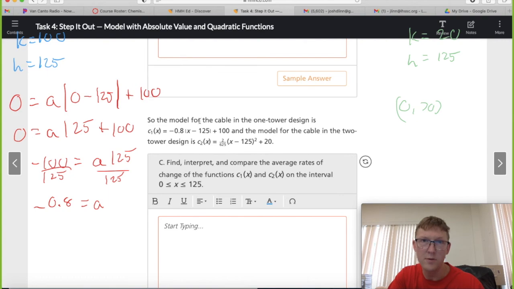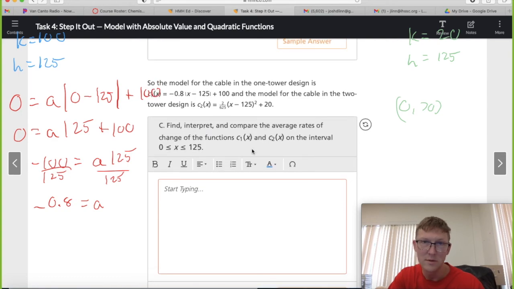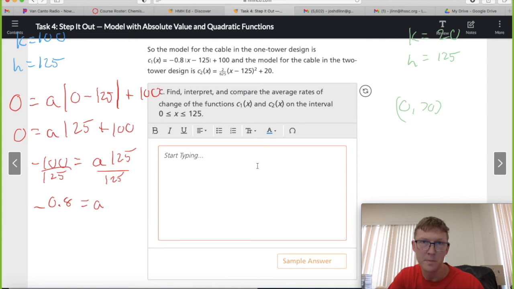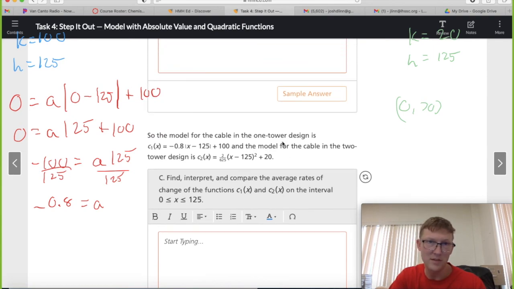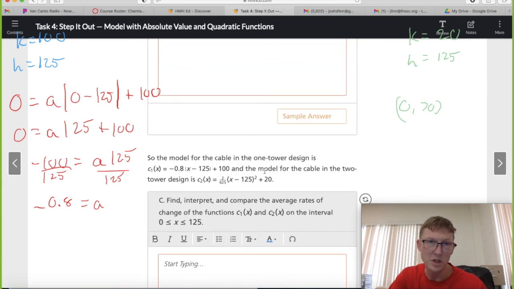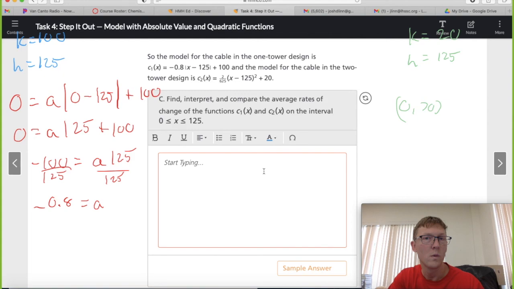So the model for the cable in the 1-tower design is that. The model for the cable in the 2-tower design is that. And so then we could find the average rates of change, and we can talk about that. But that's just plugging and chugging. So we're going to move on.